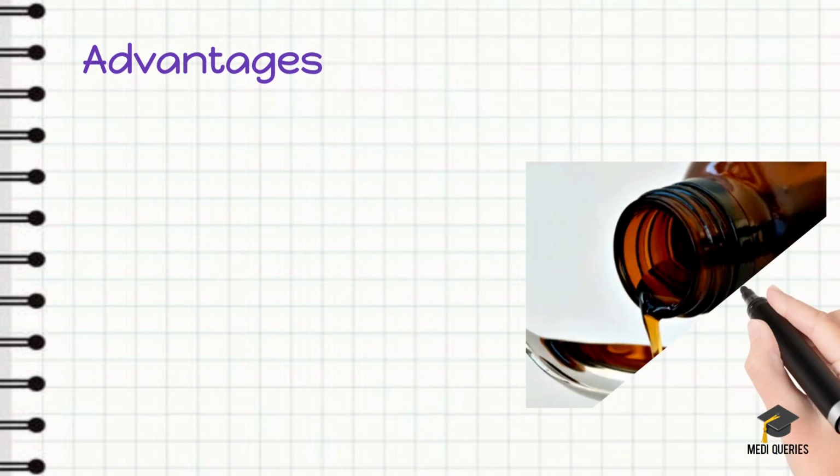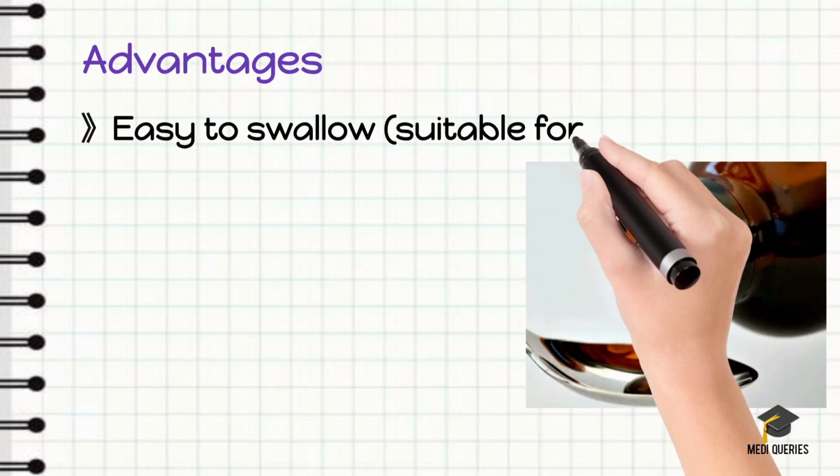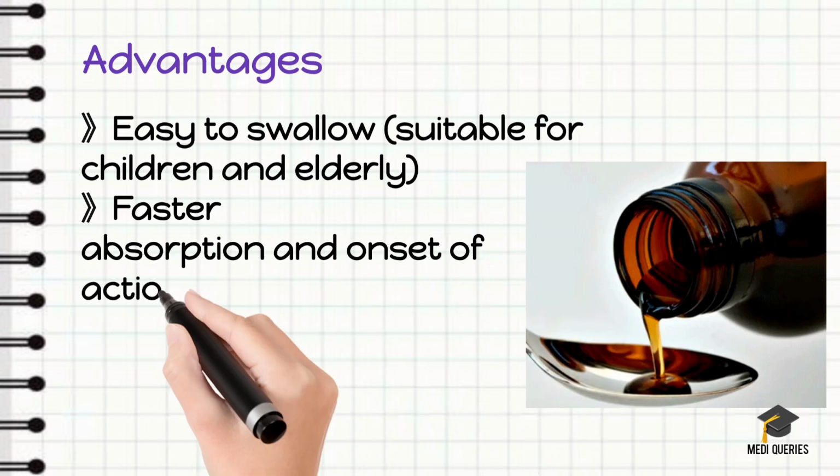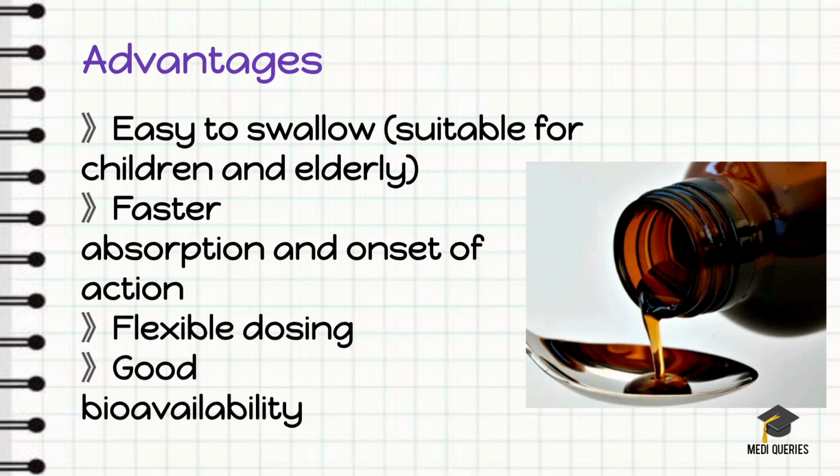Let us see some advantages. What are the advantages of this type of dosage form? It has easy swallowing capability, and that is the main advantage, suitable for children and elders compared to solid dosage forms like tablets or capsules. Okay, and it has faster absorption and onset of action compared to solids, flexibility in dosing is highly recommended in this type of formulation, and good bioavailability is seen with this type of dosage form.